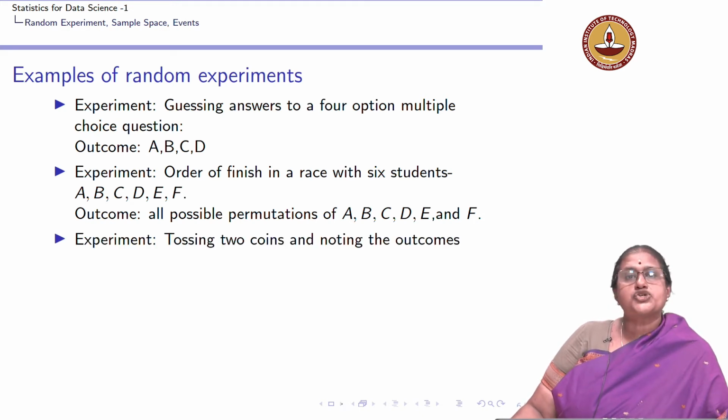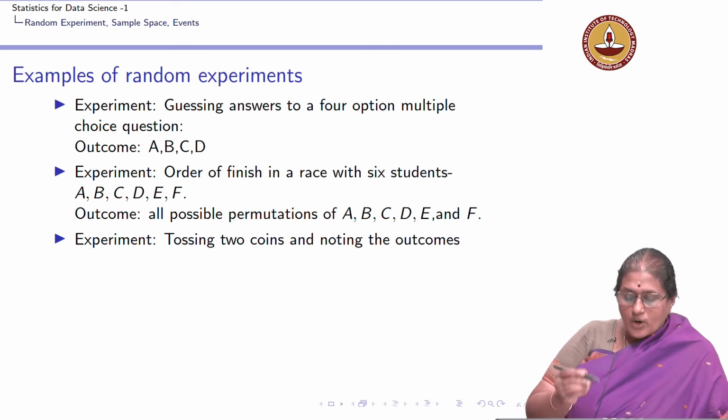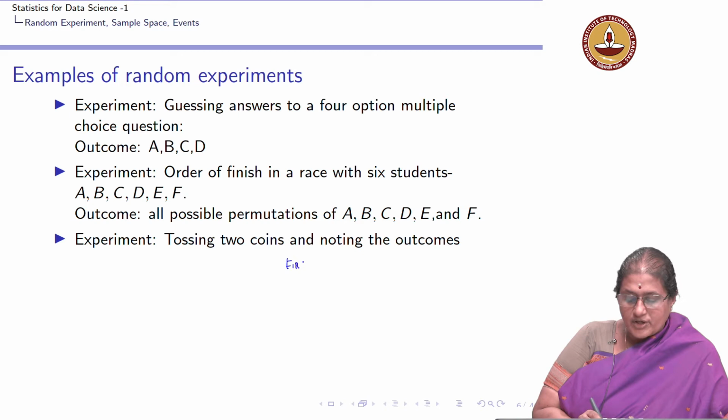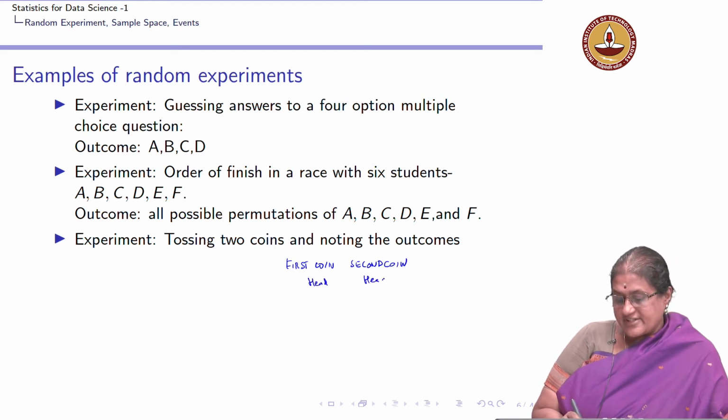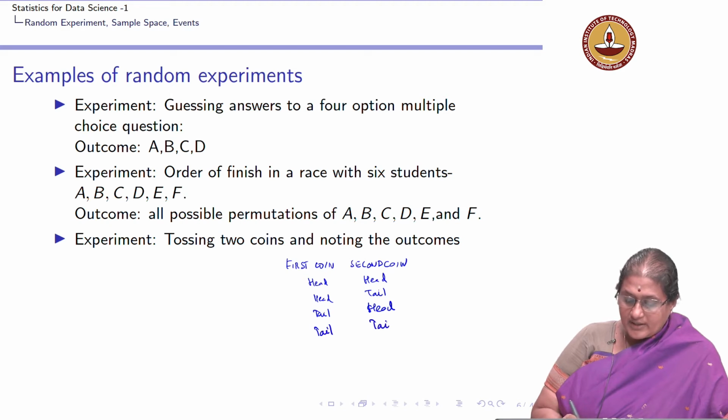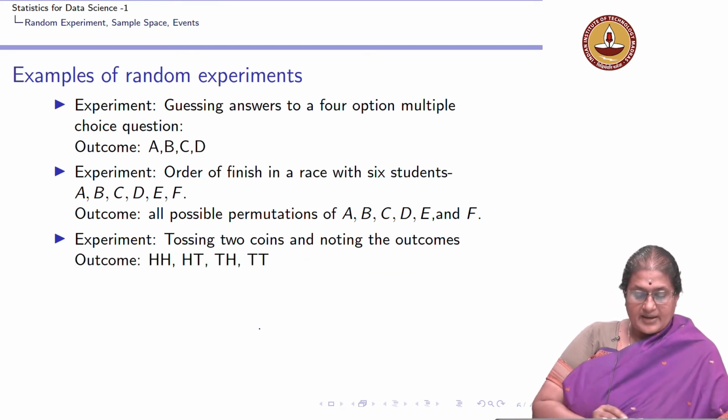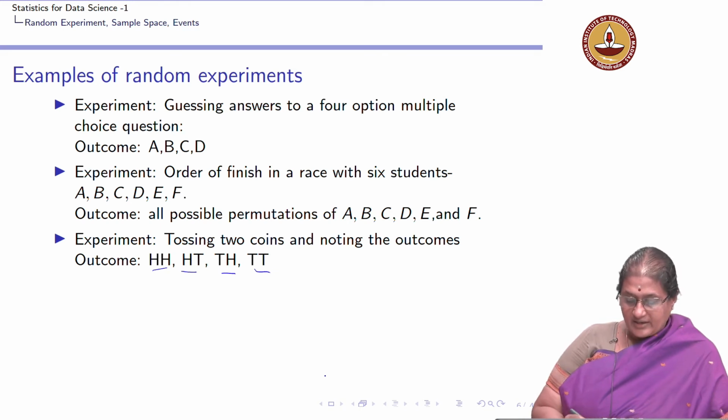Now, suppose I toss 2 coins. What are the possible outcomes? I have my first coin and my second coin. The possible outcomes are a head on my first coin and a head on my second coin; a head on the first coin and a tail on my second coin; a tail on my first coin and a head on my second coin; and a tail on my first coin and a tail on the second coin. These are the possible outcomes of the experiment of tossing both the coins together. So, I can represent that as HH, HT, TH and TT.